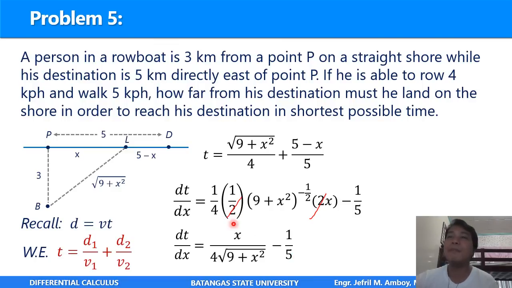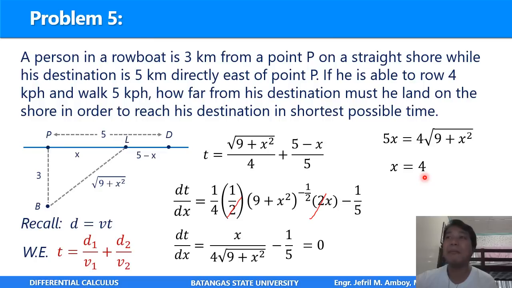So, go on. What's next? Once you get the first derivative, equate it to 0. So when you equate it to 0, actually, you can move this to the other side. Then multiply this and that. So you will have 5x equal to 4 times the square root of 9 plus x squared. There. So this is just an algebra problem now. I won't spend too much time solving for x, because I think you can do it as an exercise. Solving for x in this expression, we get a value of 4.